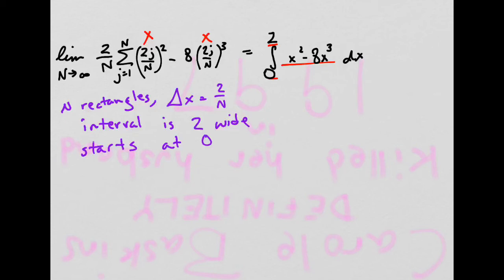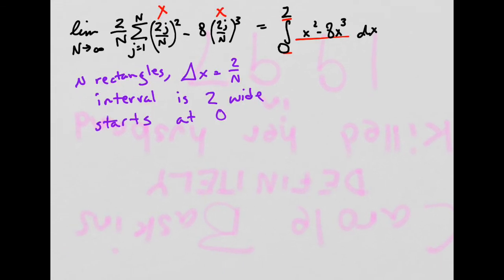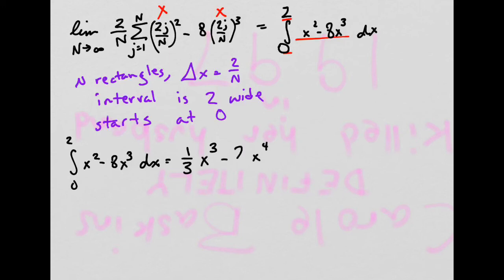All right, and then from what we learned about the fundamental theorem of calculus, we can find this value very, very quickly. And so let's solve it. So from 0 to 2 of x squared minus 8x cubed dx, we're going to take that antiderivative, so it's going to be 1/3 x cubed minus, and then it becomes x to the 4th, and then 8 over 4, which is 2. So this is our antiderivative from 0 to 2.